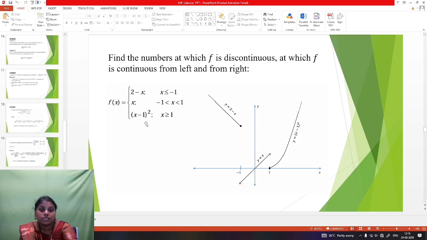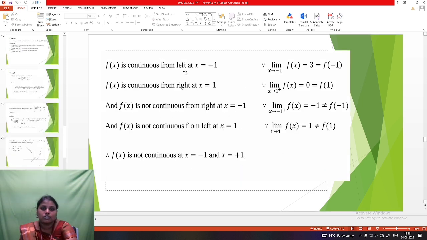Third one, x minus 1 the whole square, for x greater than or equal to 1, so positive values, the right side of the graph. This is the left and right continuous part. F is continuous from the left at x equal to minus 1, reaching the negative value, while from the right it reaches a positive value. At x equal to minus 1, the left and right values are not equal, so it is not continuous.